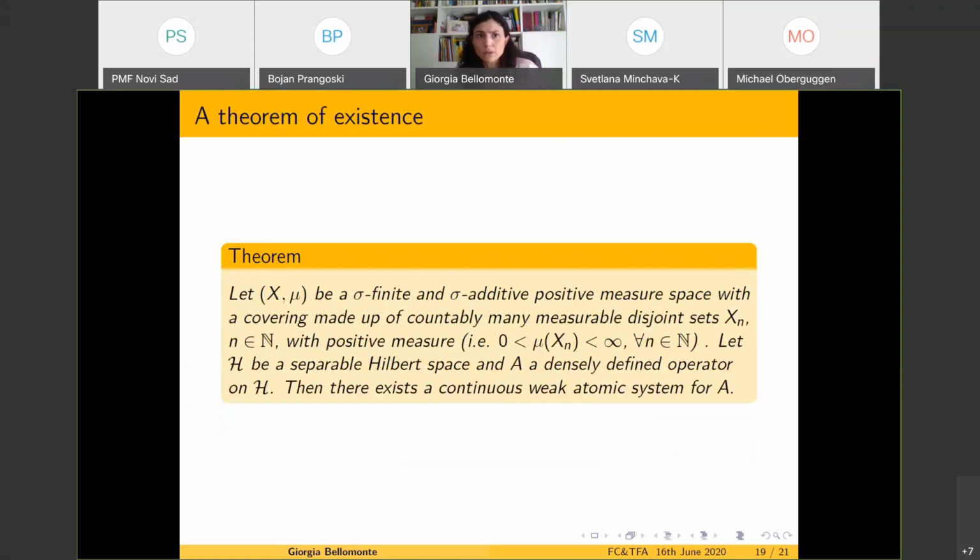I proved a theorem of existence: if we have a sigma finite and sigma additive positive measure space with a covering made up of countably many measurable disjoint sets X sub n with positive measure, and if we have a separable Hilbert space H and A is a densely defined operator on H, then there exists a continuous weak atomic system for A.